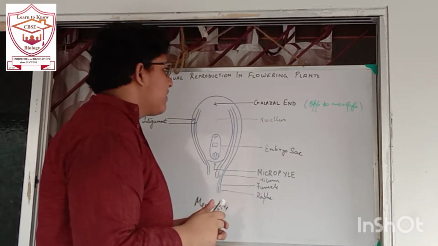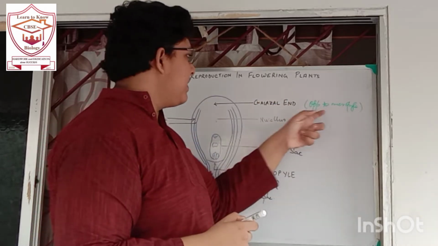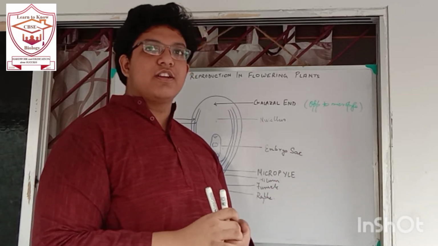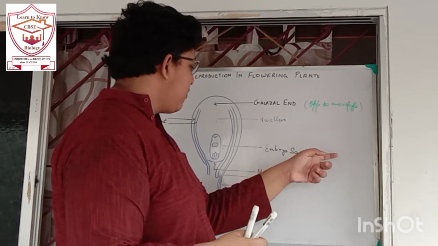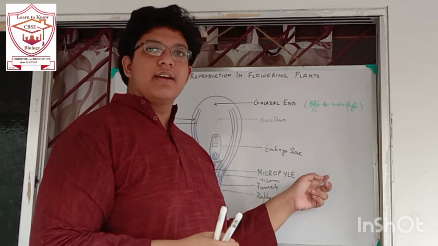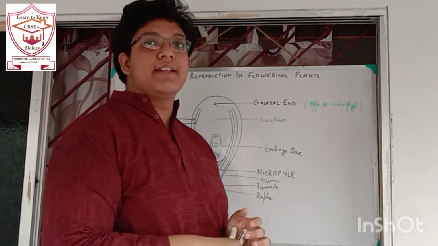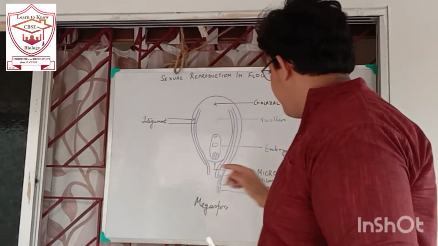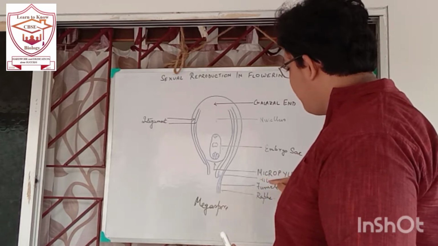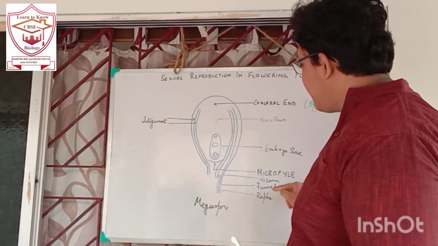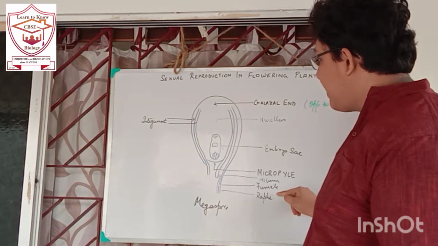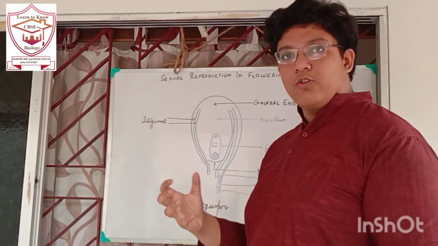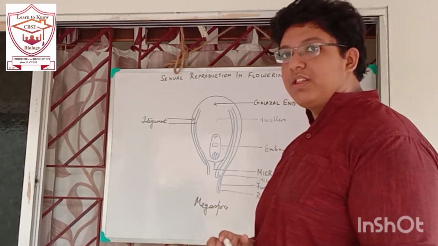So let me discuss each of the portions. Chalazal end is opposite to micropyle. Nucellus acts as food reserve. Embryo sac contains the antipodal cells, synergids and the egg apparatus, which I will be discussing now. Micropyle is at the end of the synergids and facilitates diffusion of gases. Next is hilum. Hilum attaches the ovule to the funicle. Funicle attaches the ovule to the placenta. Raphe is the funicle present beyond the hilum. Integuments form the seed coat. Integuments play a role in protection.